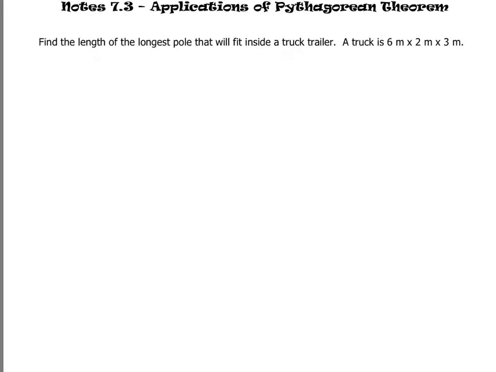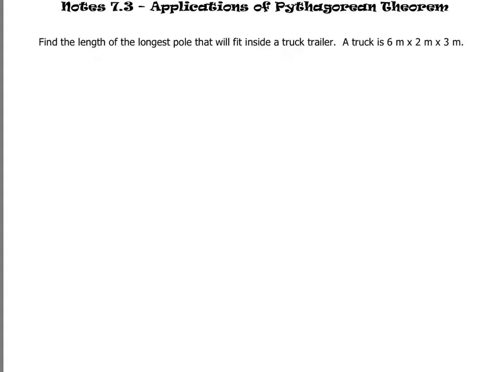All right, so applications of the Pythagorean theorem is basically talking about using real-world examples or even word problems. Usually what you want to do is draw a picture to help you better understand what it's asking for and then go from there. There's only one for this set of notes, and it says find the length of the longest pole that will fit inside a truck trailer, if we know that the truck is 6 meters by 2 meters by 3 meters.